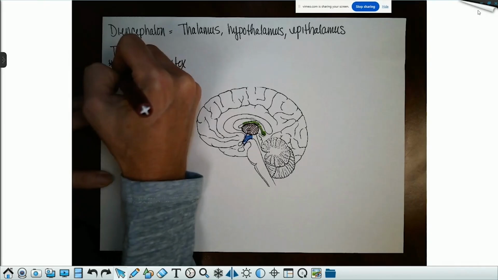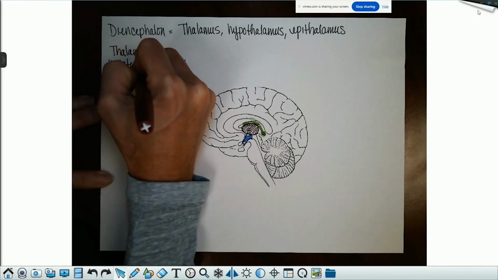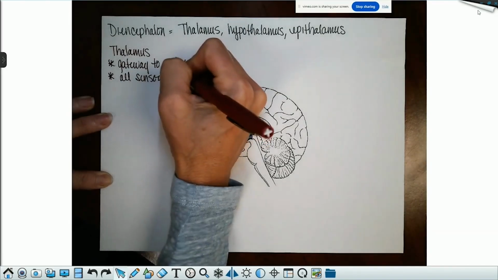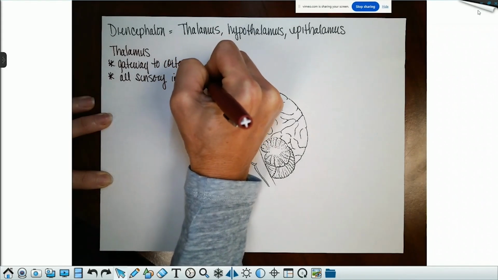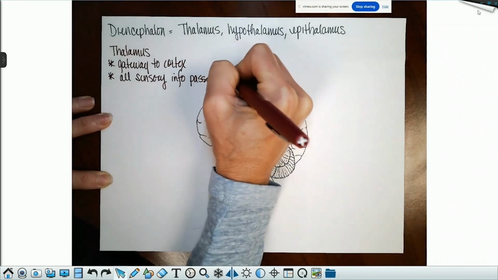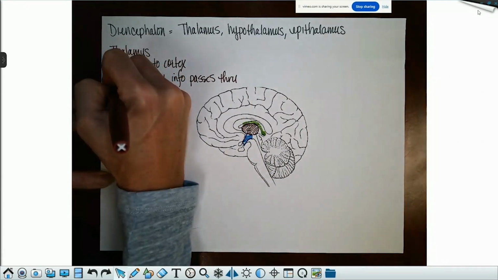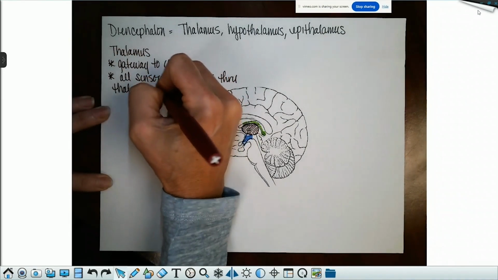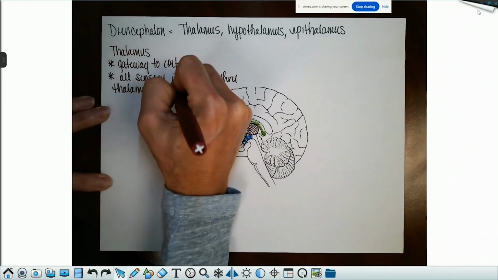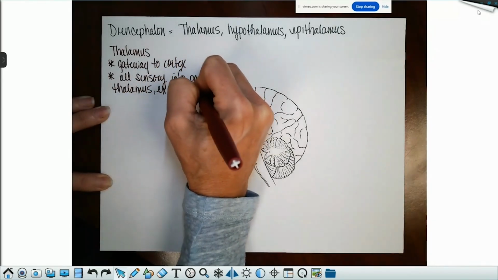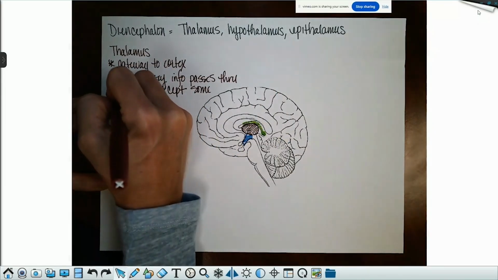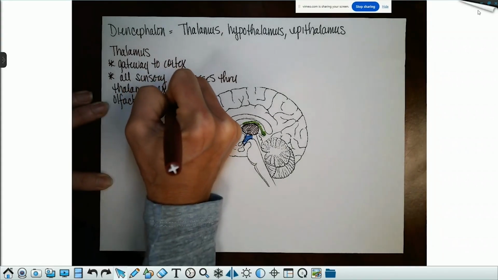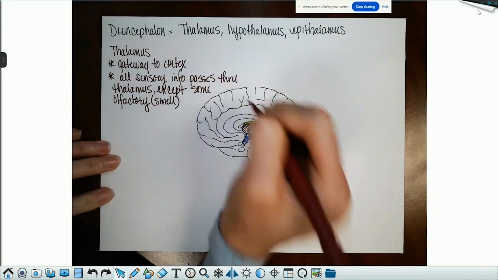So what does that mean? It means all sensory info passes through this area. Of course, there's exceptions to everything. So, except some olfactory signals. Remember, olfactory is for smell, which bypass it.